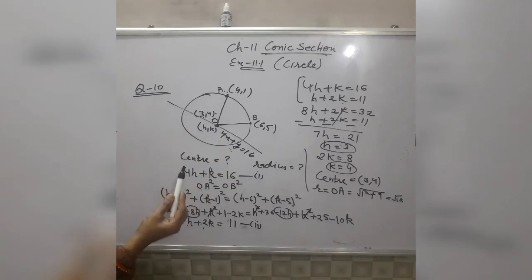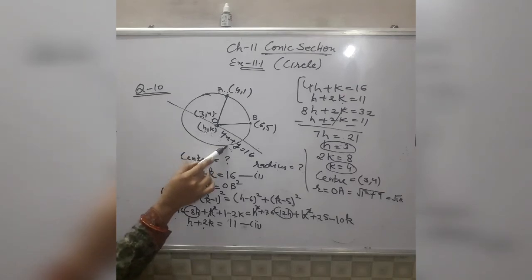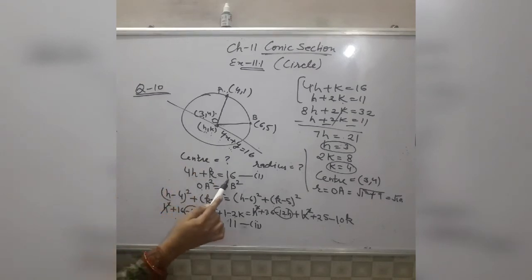So all of you know that this point is the center. Let us suppose the coordinates of the center are h comma k. If the center lies on this line, it means it satisfies this equation. So you will get 4h plus k is equal to 16. This is equation number 1.